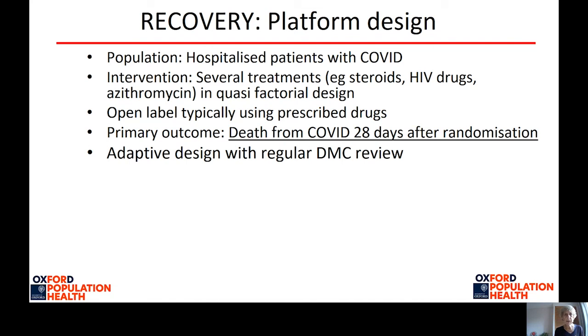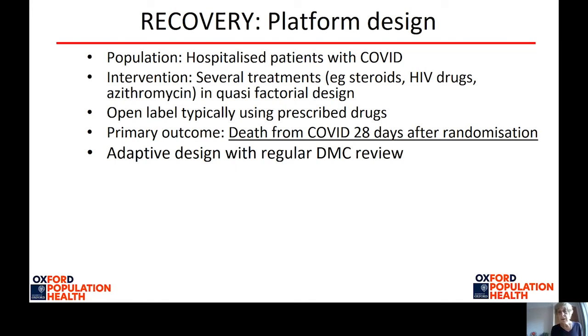And so they set up a platform trial, if you like, and this trial in particular addressed hospitalized patients with COVID, either confirmed diagnosis or suspected diagnosis. And to begin with, several treatments were assessed, and if a patient was eligible for one or other of those treatments, they may get one or more of those treatments. It was an open label design, and so once randomized, patients could be prescribed the drug that they'd been allocated.